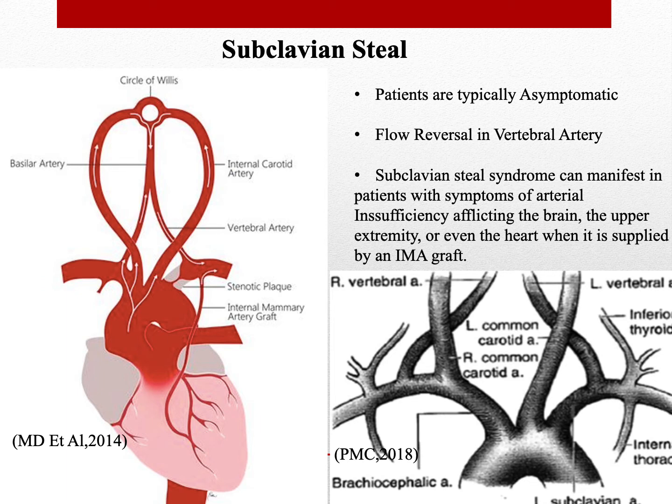In patients with symptoms of arterial insufficiency, they have different issues because they've got stenosis all over, they've got plaque buildups, and blood flow is hindered all throughout their body. They're going to show symptoms in the brain, in their upper extremity, and then with their heart with an IMA graft.